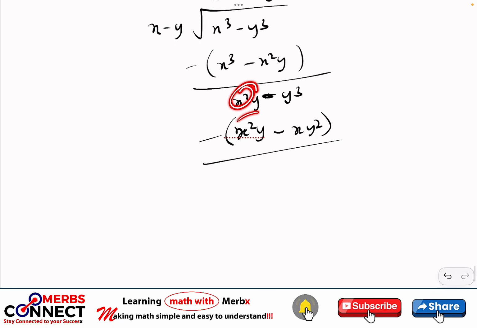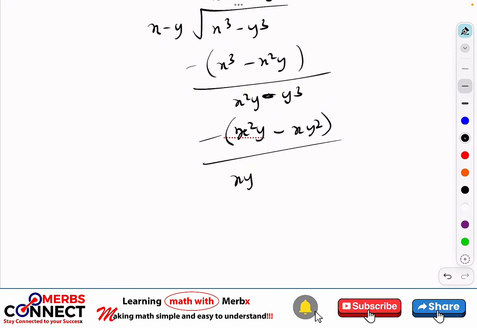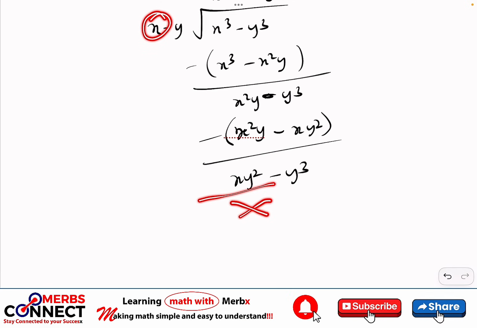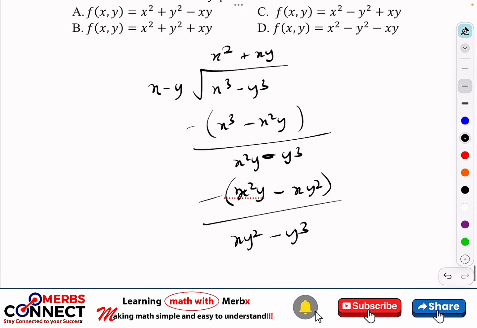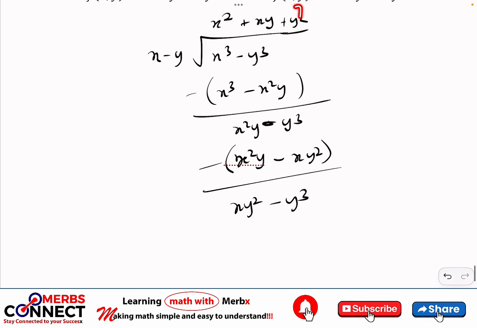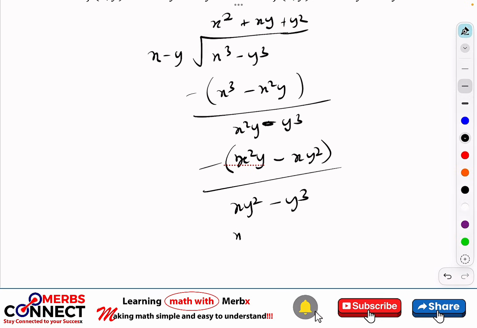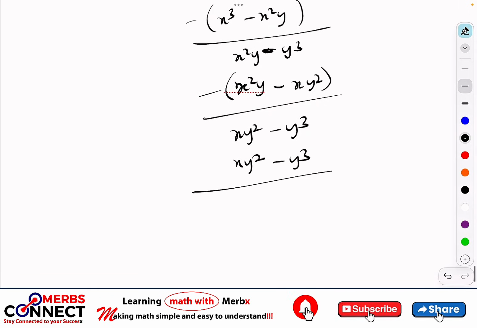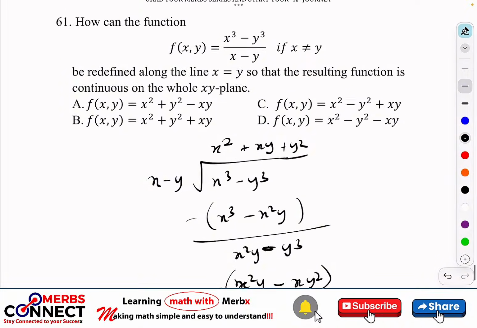Now this and this will go to 0. This and this will be positive. So I'm going to have xy squared minus y cubed. Now x divided by this, it will be left with y squared. So plus y squared. Now multiply this by this and we are going to have xy squared minus y cubed. And this is going to give us 0 because when I subtract, everything goes to 0. So indeed, this is a factor.